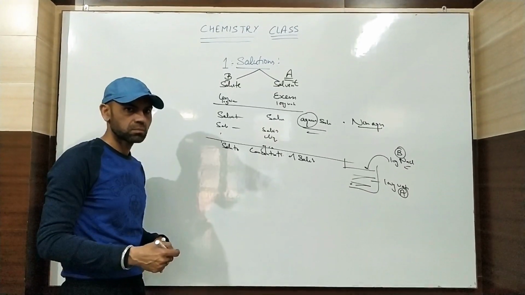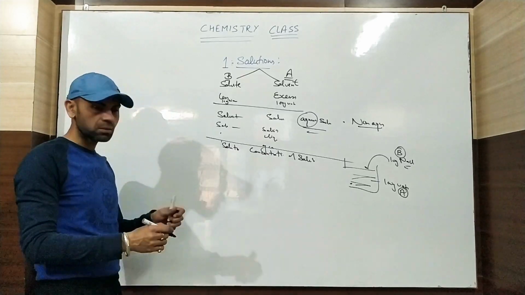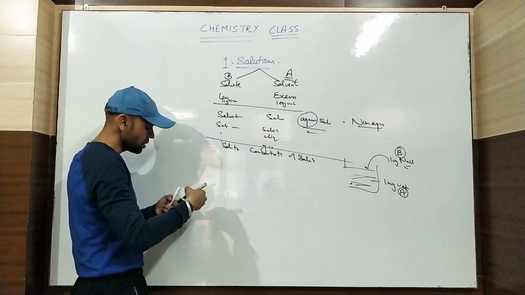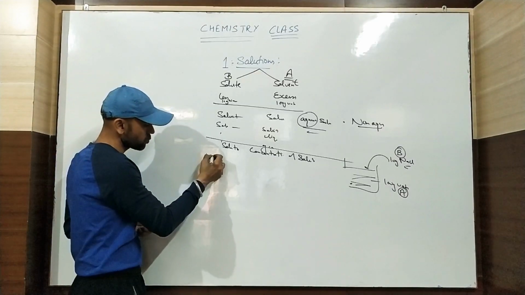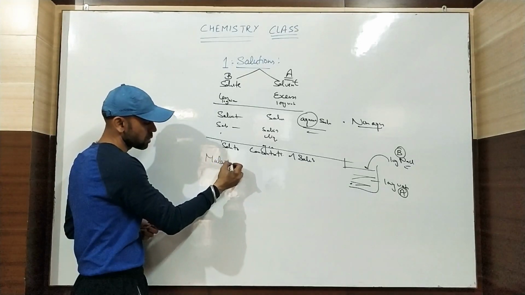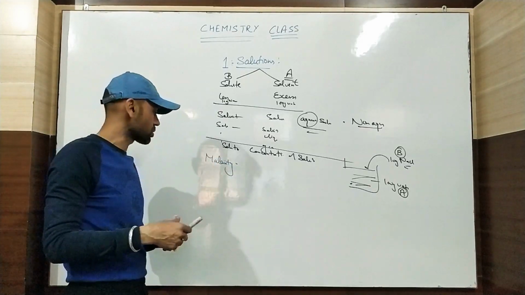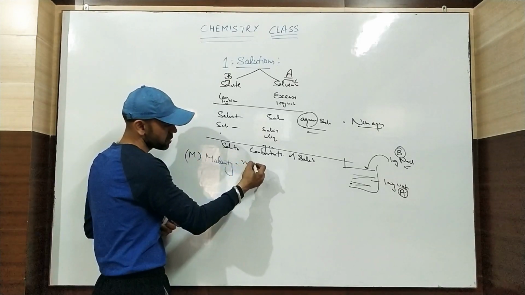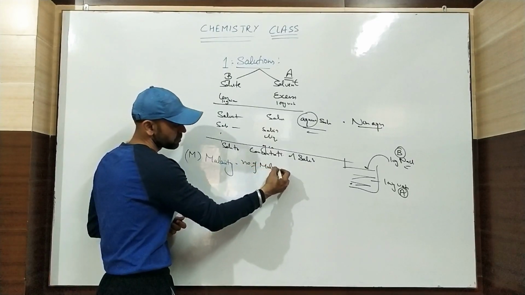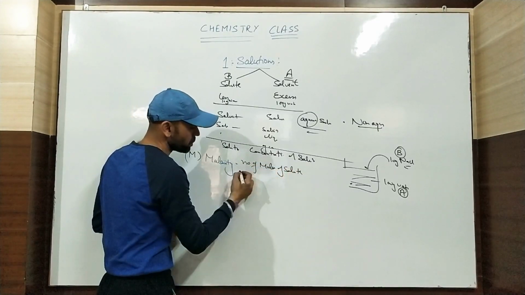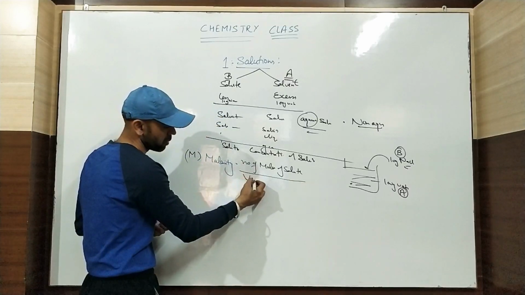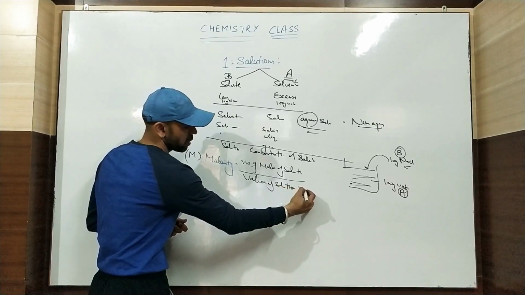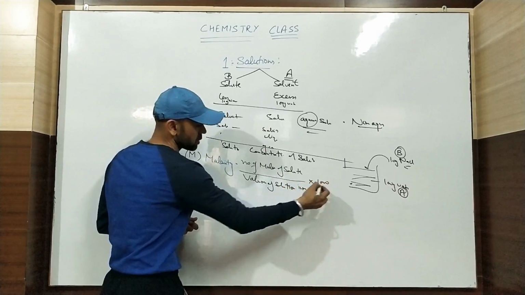Okay, and next, we have two terms, and then we can say that the next term is the molarity, and that is the major one, right? Molarity. What is the molarity? Definition: we know that it is the number of moles of solute dissolved per liter of the solution. Molarity symbol is capital M, right? And the definition is number of moles of solute dissolved per liter of the solution, divided by the volume of the solution in milliliter, then multiply by 1000.